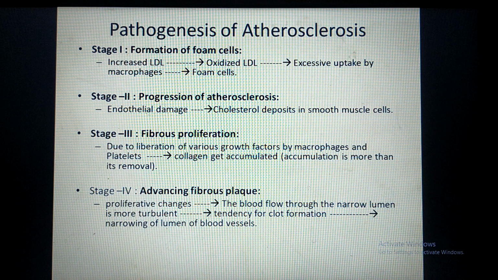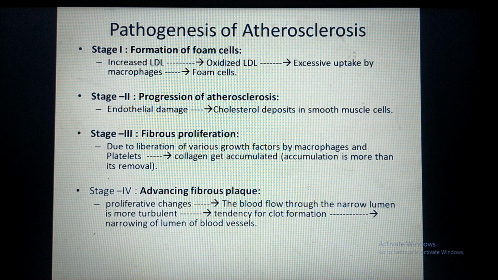Then the third step is fibrous proliferation. When cholesterol gets deposited and macrophages get converted into foam cells, before that this macrophage releases various growth factors. These growth factors cause deposition of collagen at that site. This is called fibrous proliferation.